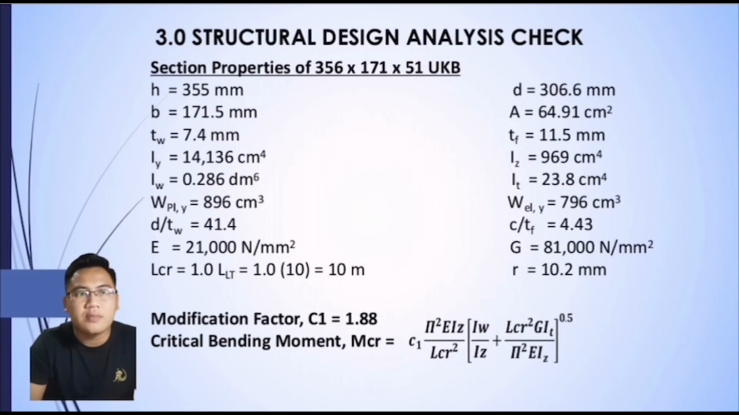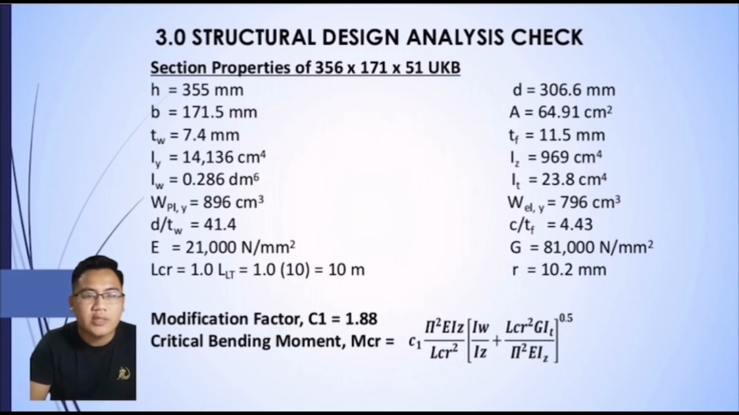The secondary beams are assessed as 3-phase multiple 171 multiple 51 UKB section with a steel grade of S275. The section properties are as shown below. The critical bending moment of the cross-section that caused the failure of the beam can be determined using the following equation, where C1 is equal to 1.88.